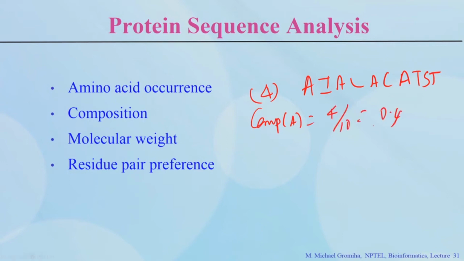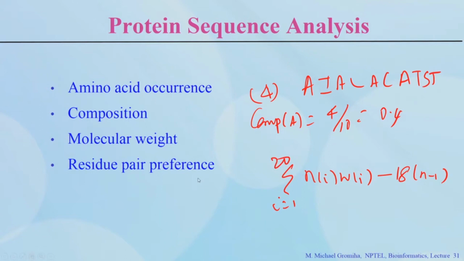Then you can get the molecular weight. How to get the molecular weight? For each residue we know the molecular weight, add them up, the sum of Cn of I into W of I, minus 18 into n minus 1, and you can get the molecular weight.